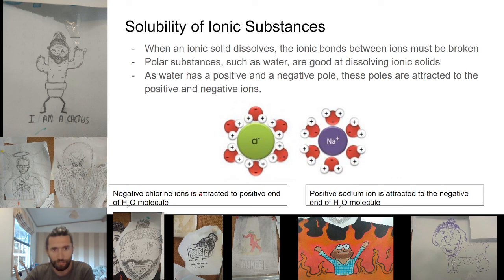Negative chlorine ions are attracted to the positive end of H2O molecules. Positive sodium ions are attracted to the negative end of H2O molecules. Good. So when we throw salt in water, each ion is going to get surrounded by water.